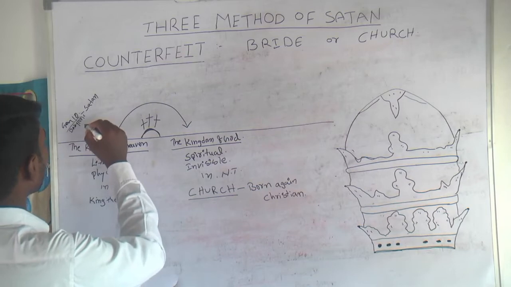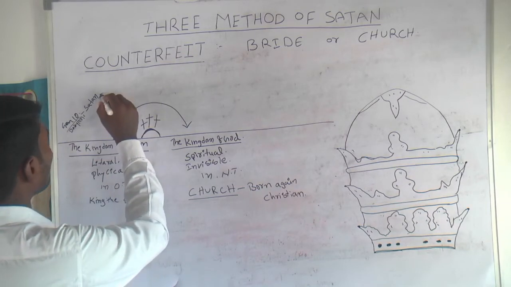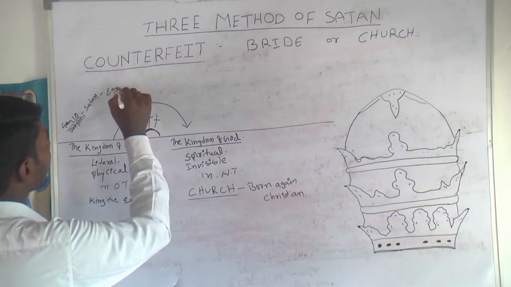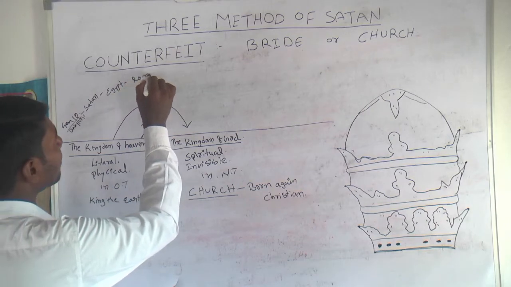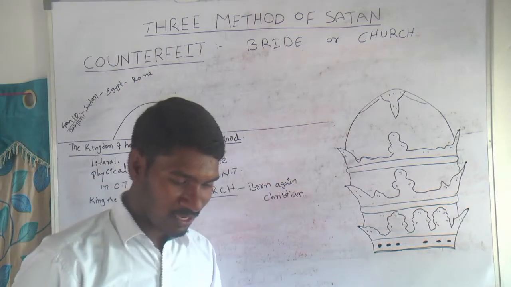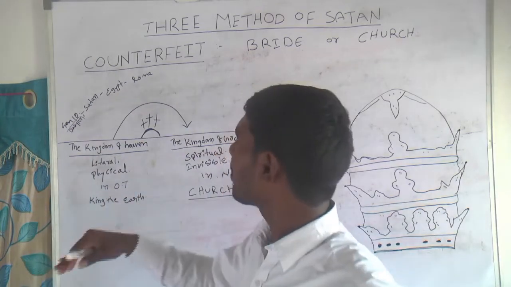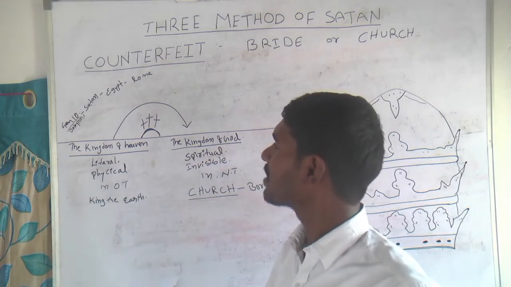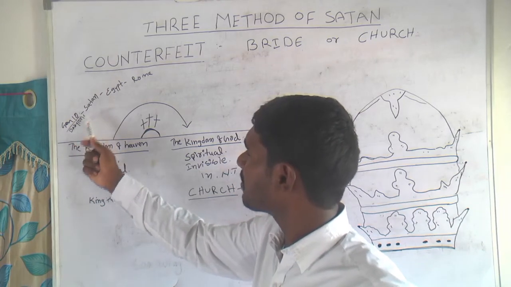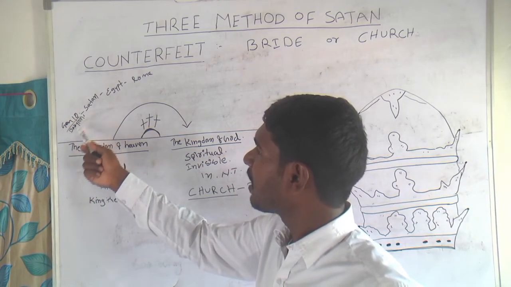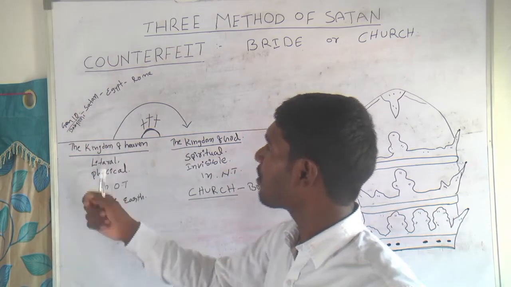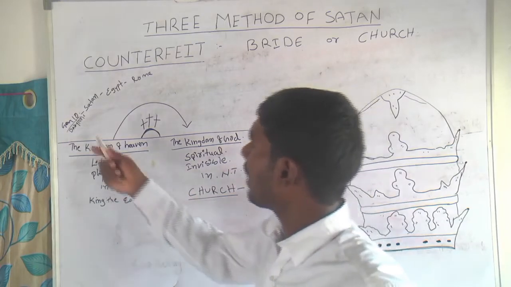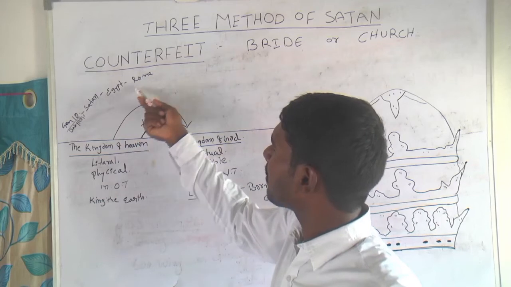So Nimrod, Babylon, Babylon to Egypt, and Egypt to Rome, like this, seven kings and seven. I am not talking about all that, but I am giving some outlines. So the Satan kingdoms started in Genesis chapter 10, and its city is called Babylon. So Babylon means confusion, and later God changed it to confusion, and it went to Egypt and it went to Rome.